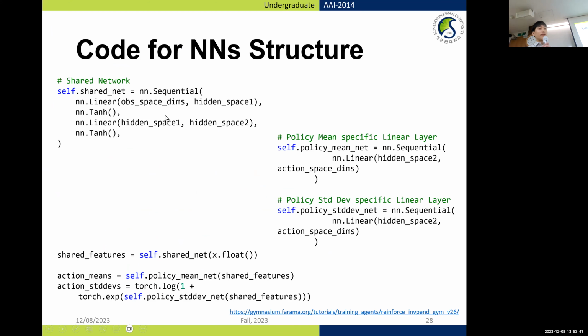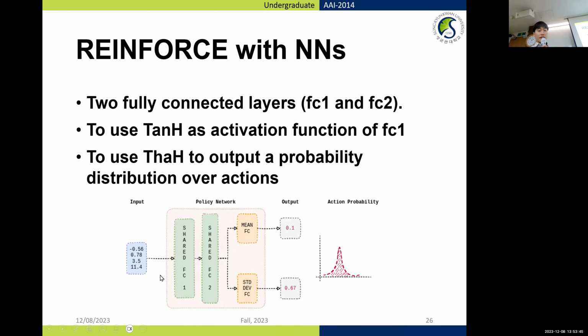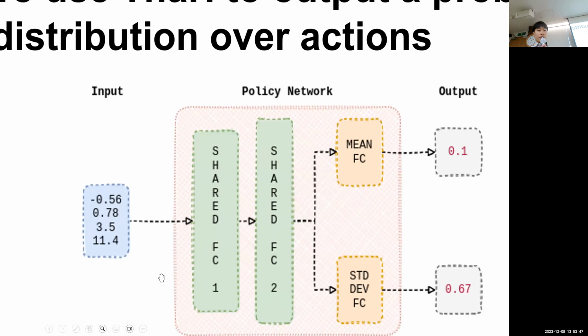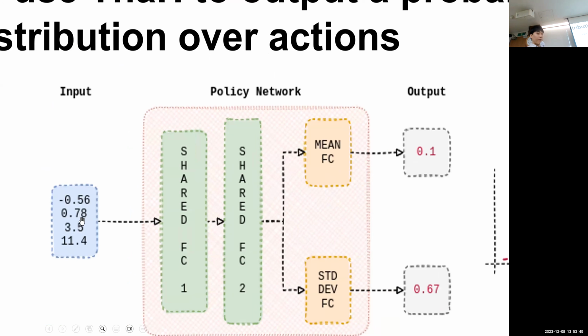Next one is the structure of the neural networks. So as I mentioned here, the structure. There will be the input dimension to these neural networks, FC, the first layer. The first layer will receive the 4 dimensions, right? The 4 data. Then it will use the tanh as the activation function.